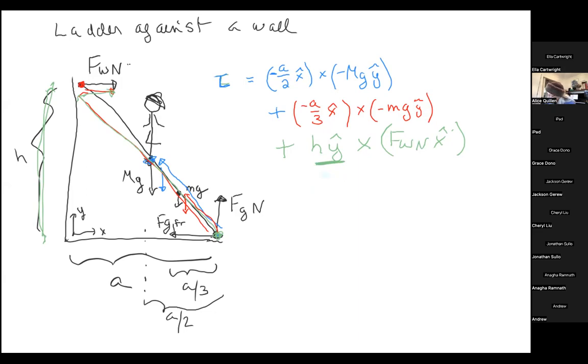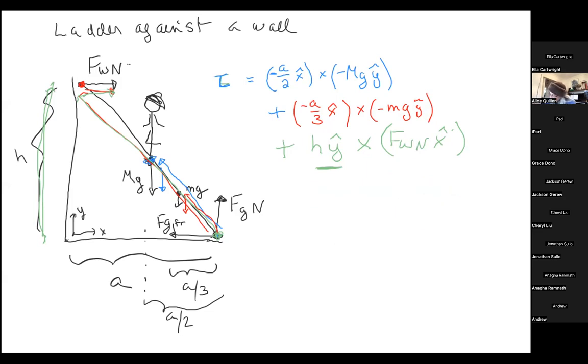I could do this. It's actually H Y hat plus minus A X hat. So that actually is the full vector cross F_WN X hat. But this cross that is 0. So I can just get rid of it. And so I only kept the Y component. It's just a little bit shorter. Good, I'm glad that's clear.